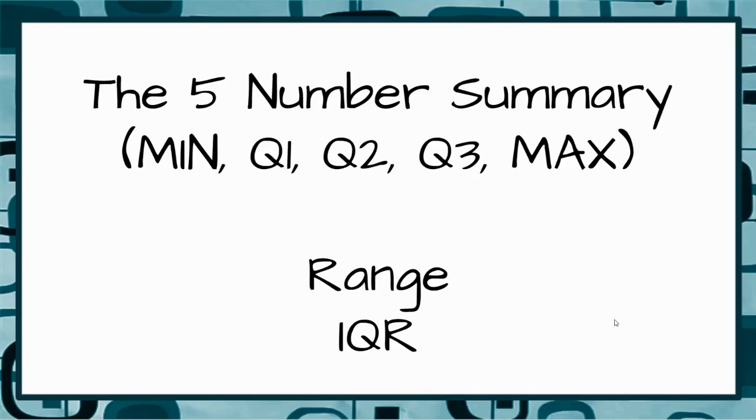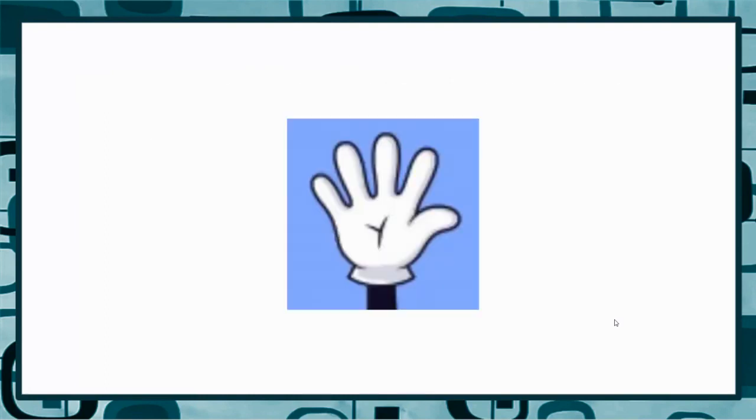We're going to take a look at the 5-number summary: minimum, Q1, Q2, Q3, maximum, range, and IQR. We're going to start with a model of our hand to represent the 5-number summary. Our pinky finger will represent the minimum. Our thumb will represent the maximum.